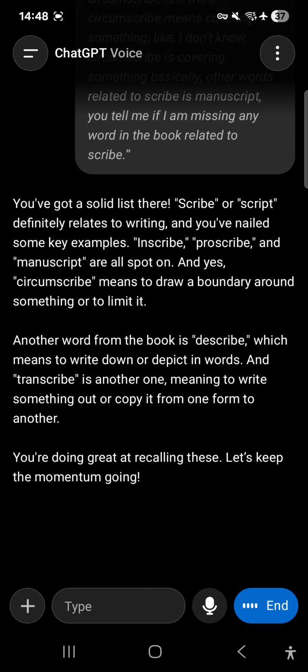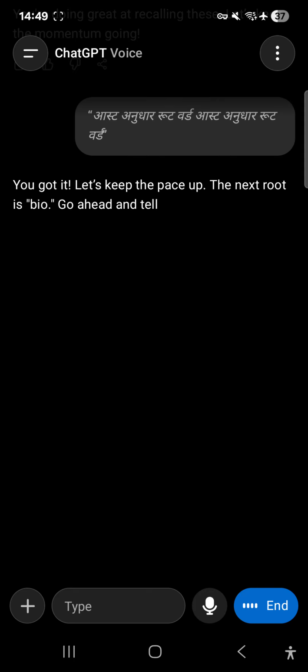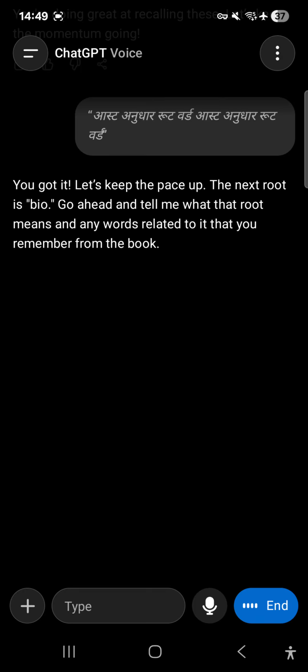Let's keep the momentum going. Ask another root word. You got it. Let's keep the pace up. The next root is bio. Go ahead and tell me what that root means and any words related to it that you remember from the book.